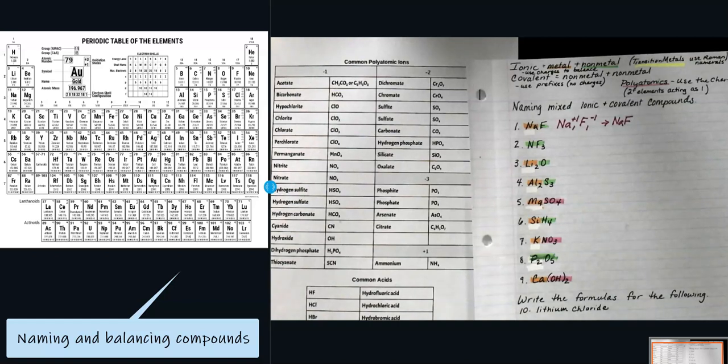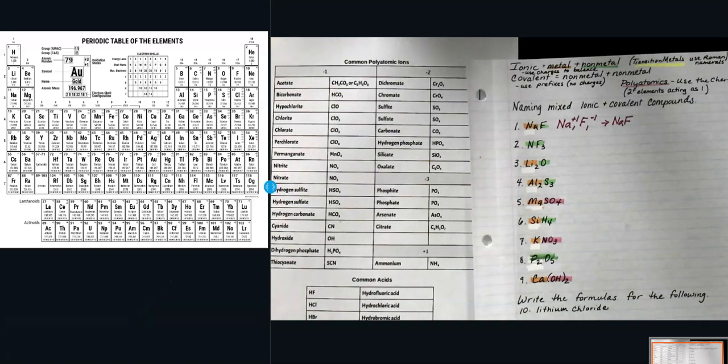Okay, today we're going to go over some of those ionic and covalent compounds. How do we name them? How do we write the formulas and balance them? So you're going to need your periodic table. We have that pinned over here on the left. You've got your polyatomic chart. This has all of your polyatomic ions that we're going to run into.